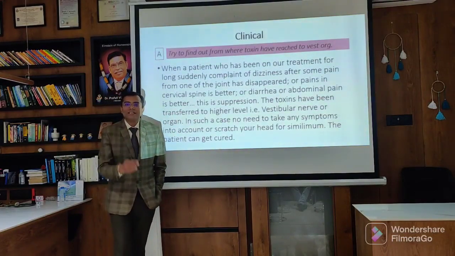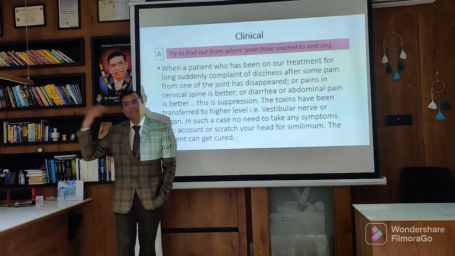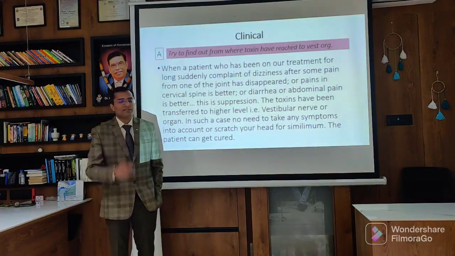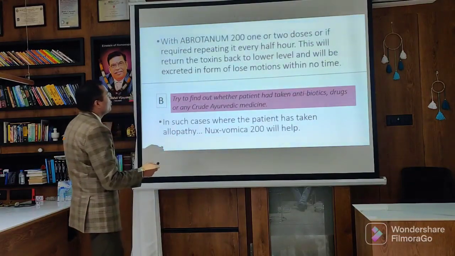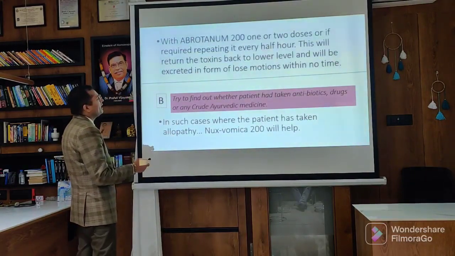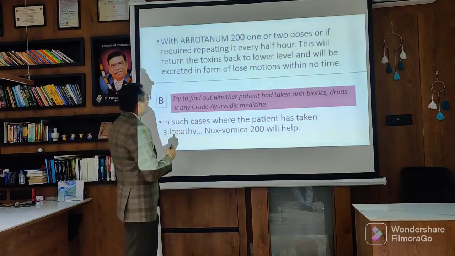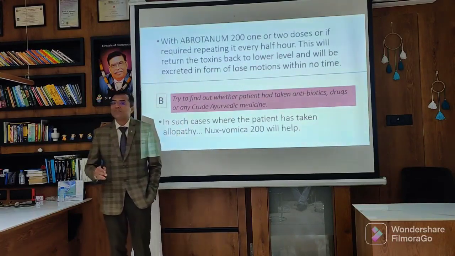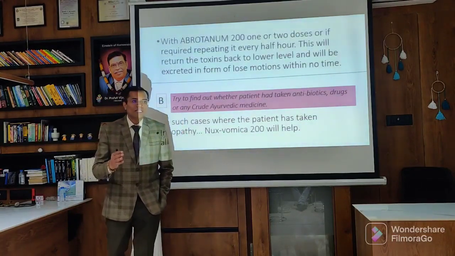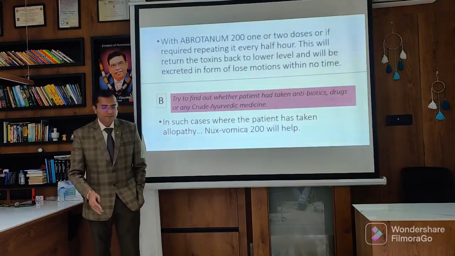So these are the clinical cases when you find a pain suppressed suddenly and the patient develops vertigo, just prescribe ebrodinum. So ebrodinum 200, one dose or two doses, or if required, repeat it every half hour. This will return the toxin back to the lower layer and will excrete it in the form of another point. So this is a very physiological case of vertigo, you can prescribe ebrodinum. Are you getting me? Very easy.